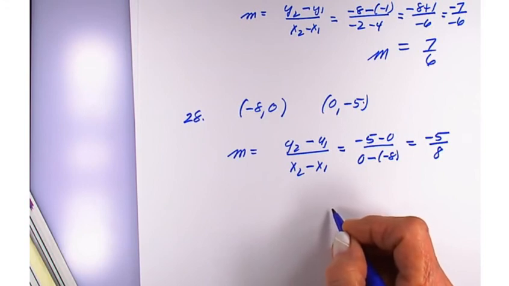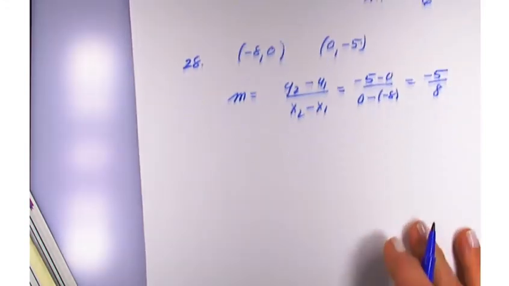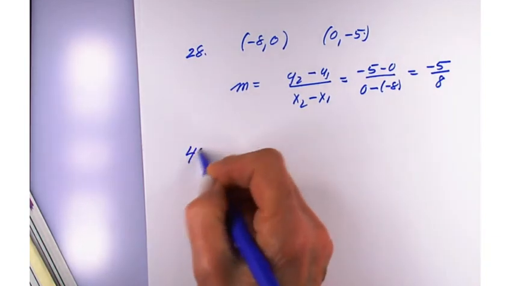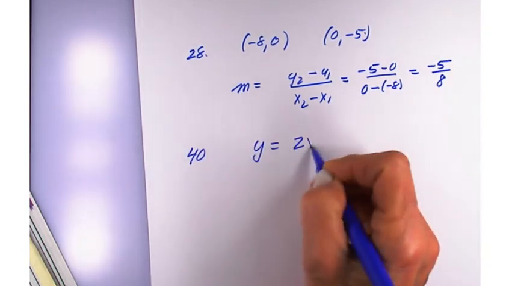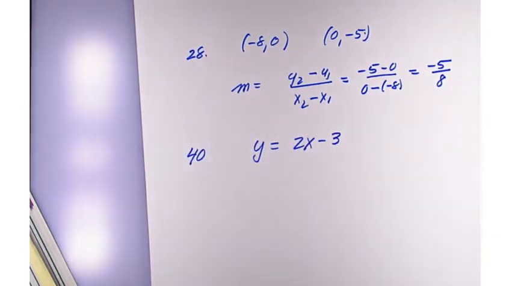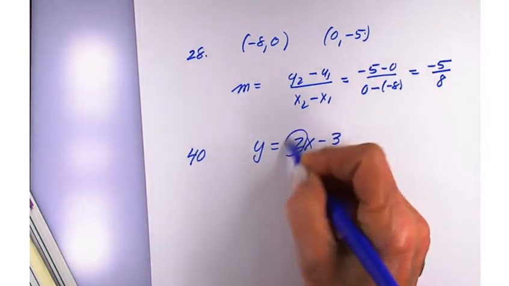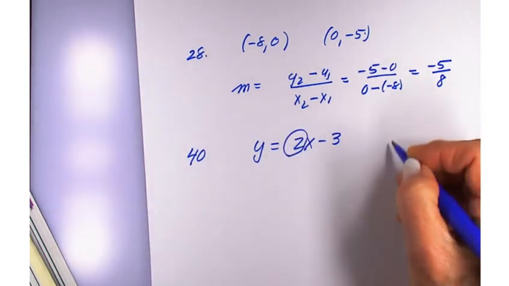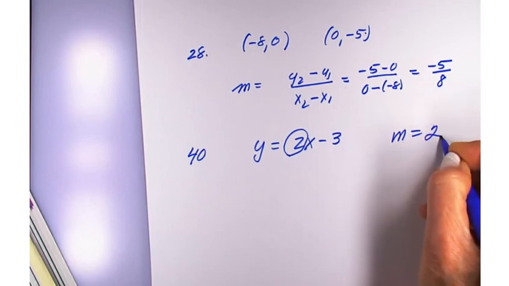Looking at number 40. Oh, is this easy or what? It says find the slope. It is the coefficient of the x value. Slope is 2, but we had to solve for y. It was already given to us.